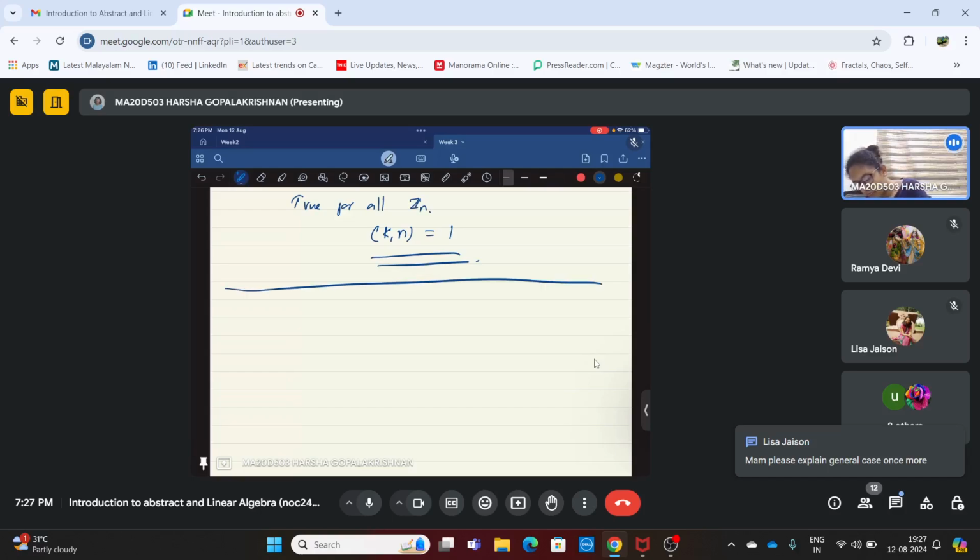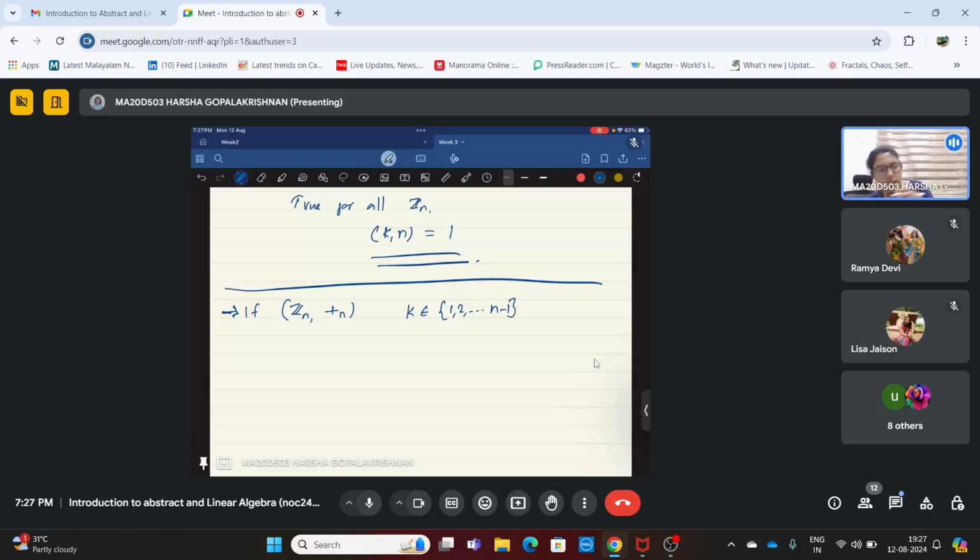Okay, general case I will explain once again. If we have Z(n) under addition modulo n, we have done this for Z6 with addition modulo 6. The same way, we will find all k in 1, 2, etc. n minus 1. So, what is Z(n)? Z(n) is actually 0, 1, 2, etc. n minus 1.